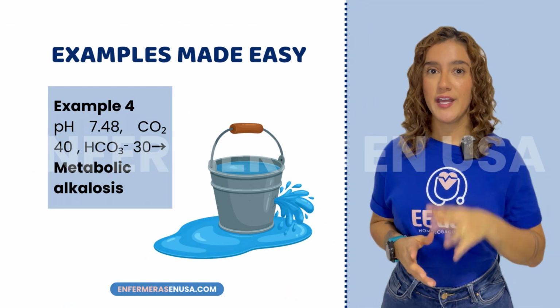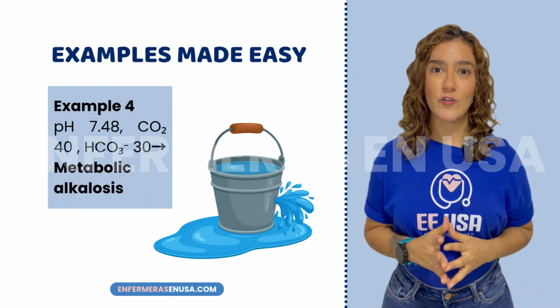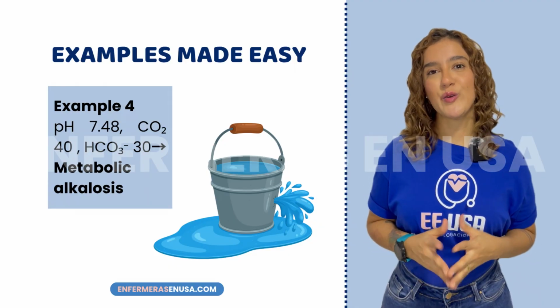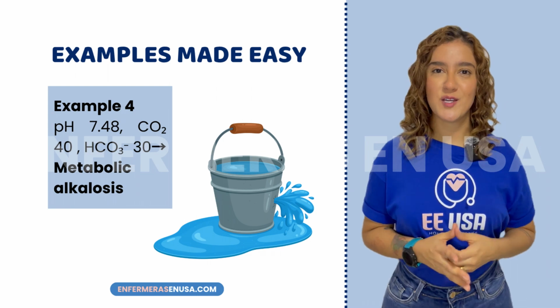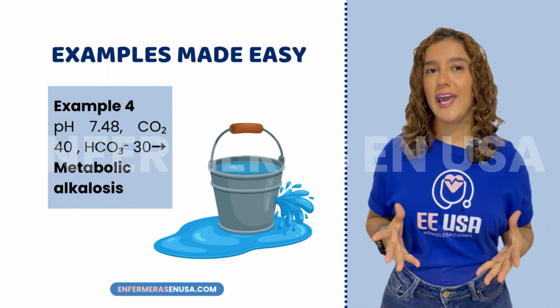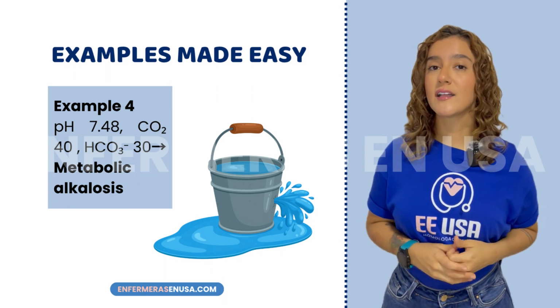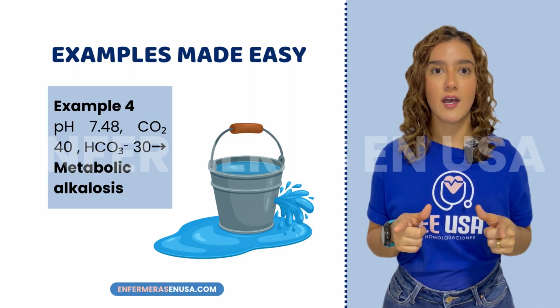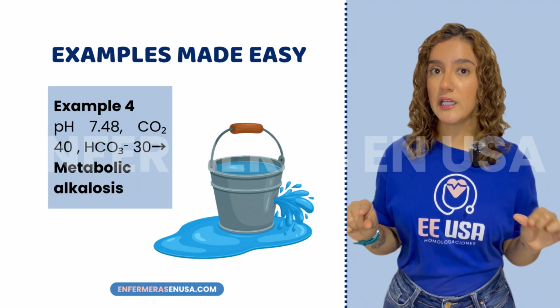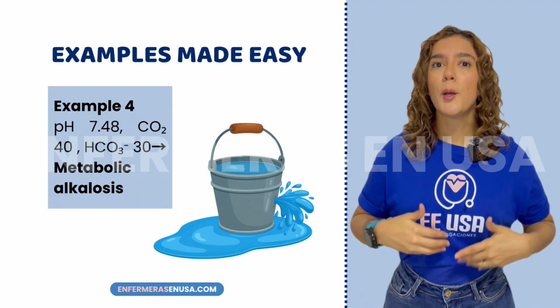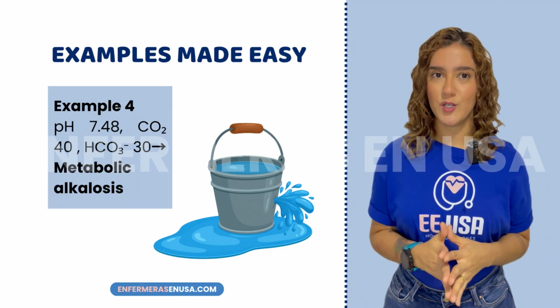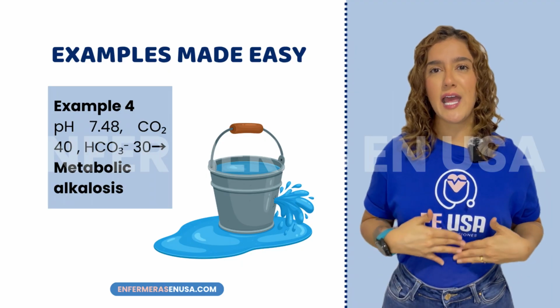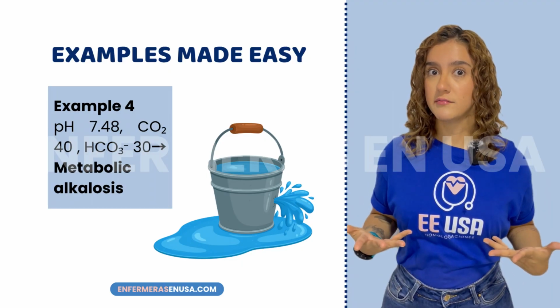Example number 4. pH equal to 7.48, PaCO2 equal to 40, and HCO3 equal to 30. pH is high, it means alkalosis, and HCO3 is high, it means metabolic cause. The diagnosis is metabolic alkalosis, for example, vomiting or diuretic use. Think of a stomach losing acid like a leaking container.